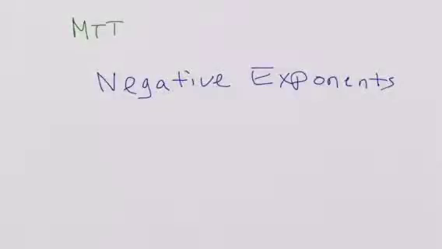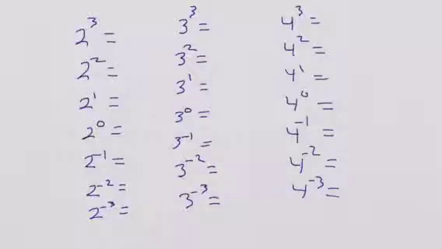Open up your MTT and we're going to review negative exponents. To start with, what we want to do is see if we can find some patterns while looking at exponents. So we're going to start with 2 cubed. 2 cubed is 8. 2 squared is 4. And 2 to the first power is 2.